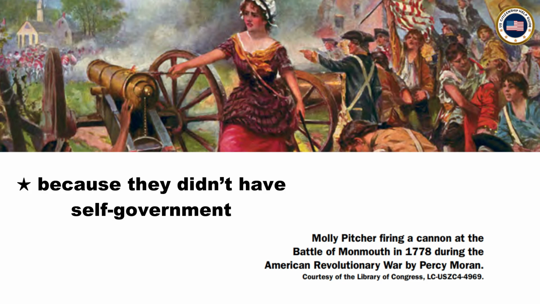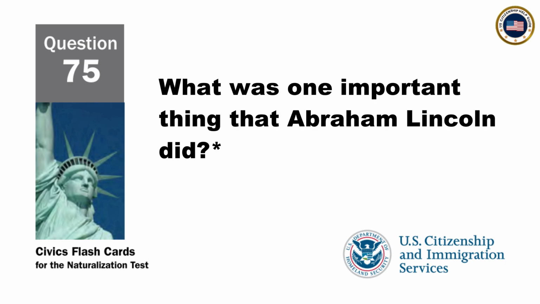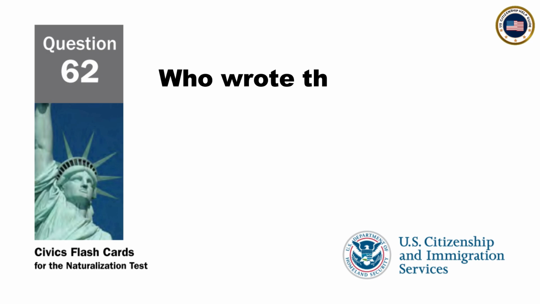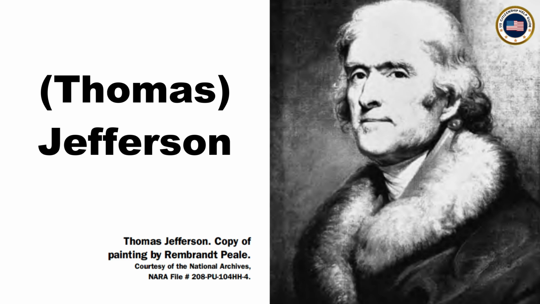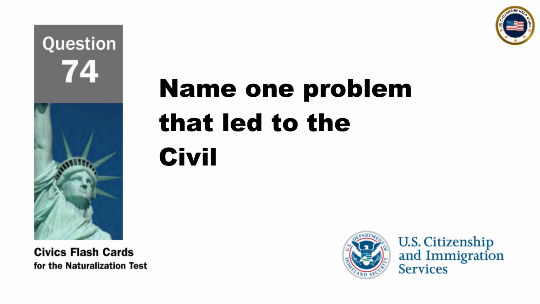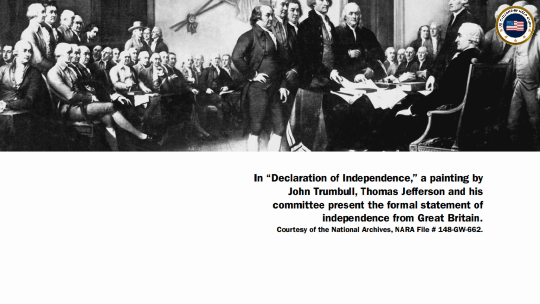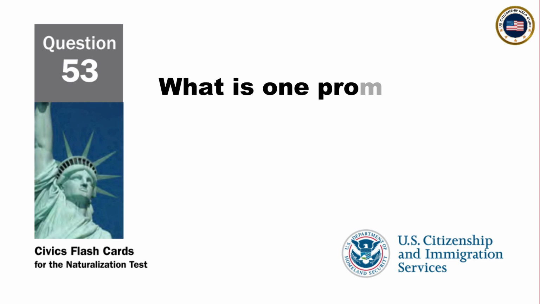What was one important thing that Abraham Lincoln did? Freed the slaves, Emancipation Proclamation. Who wrote the Declaration of Independence? Thomas Jefferson. Name one problem that led to the Civil War. Slavery. When was the Declaration of Independence adopted? July 4th, 1776.